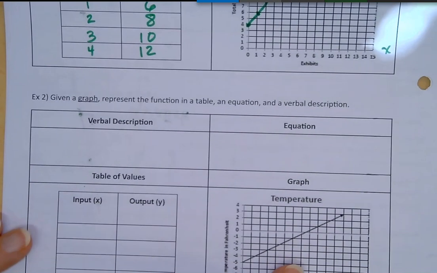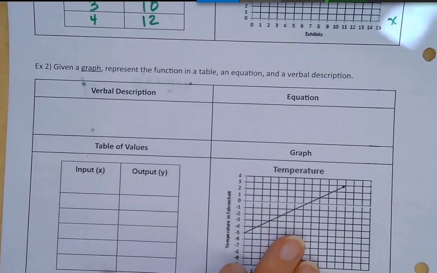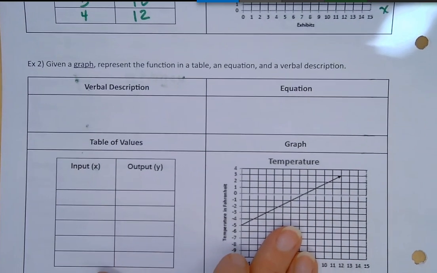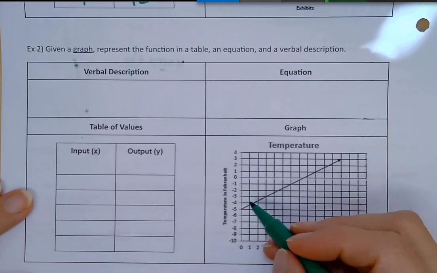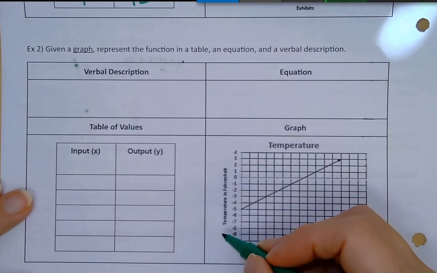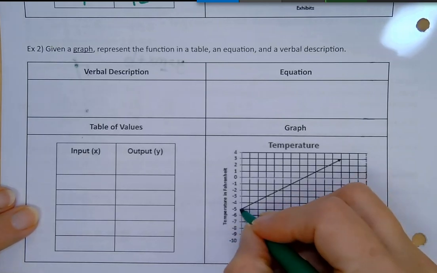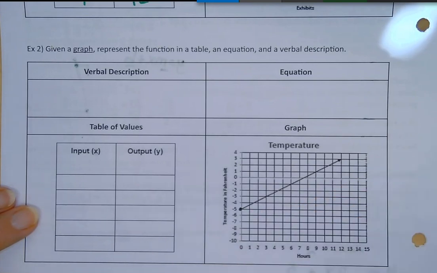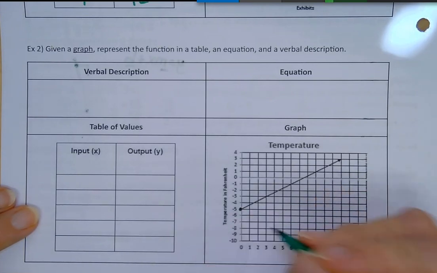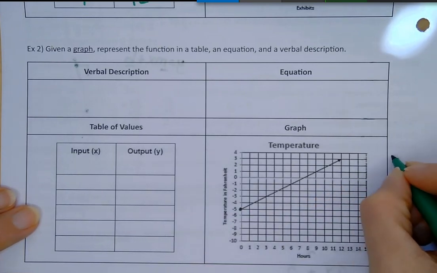All right. So if we look at example 2, we are given just a graph that has the temperature information. This says temperature in degrees Fahrenheit, and this is number of hours. So that's all I have. I'm going to look at my graph and see what I can see. I am crossing the y-axis right there at -5. Remember, that's my y-intercept, and we call it b. So b equals -5.